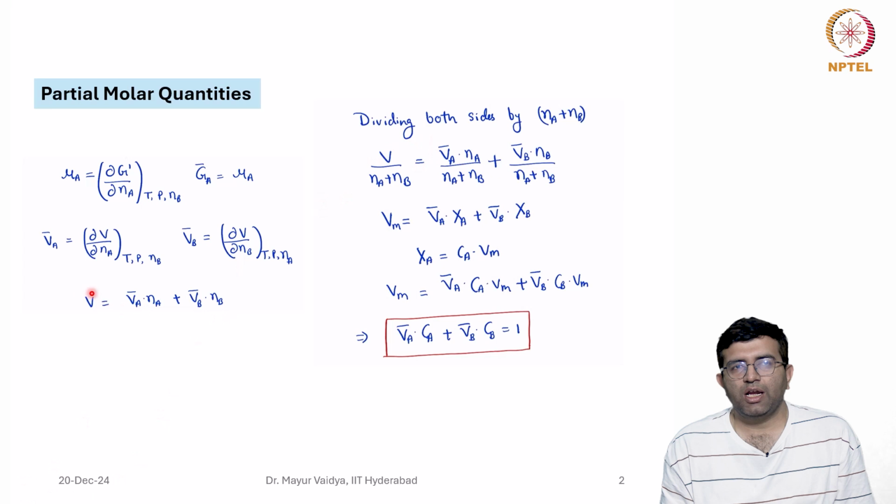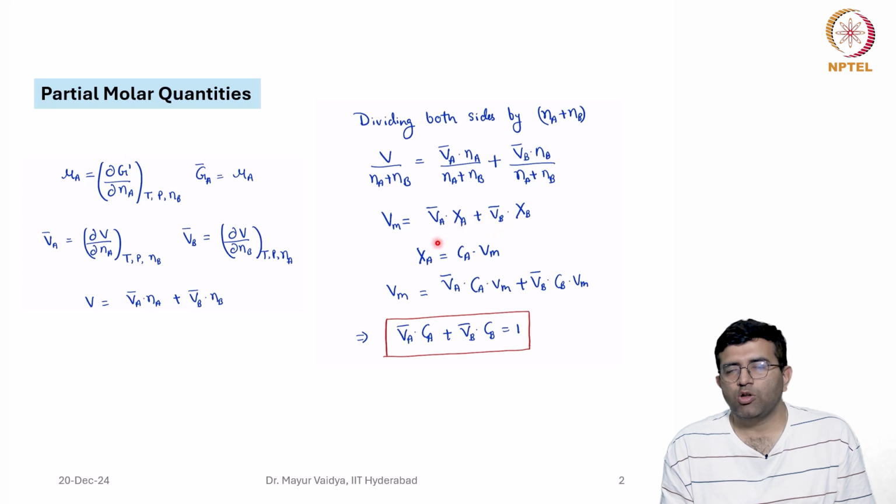Now, if I divide this expression both sides by Na plus Nb, V by Na plus Nb, that means the total volume divided by the total number of moles in the system is my molar volume, which is Vm, and here Na by Na plus Nb becomes Xa, this becomes Xb. So, we have Vm is equal to Va bar into Xa plus Vb bar into Xb.